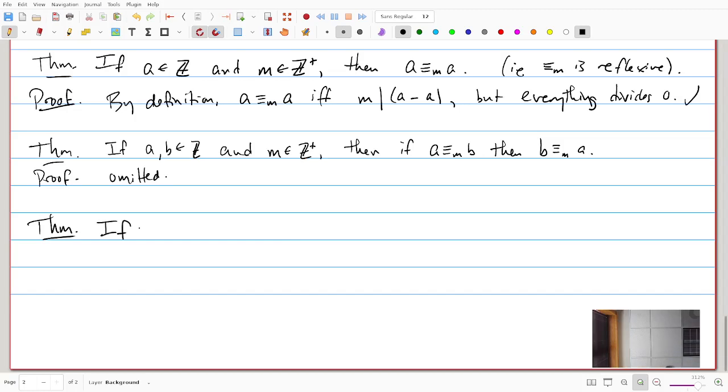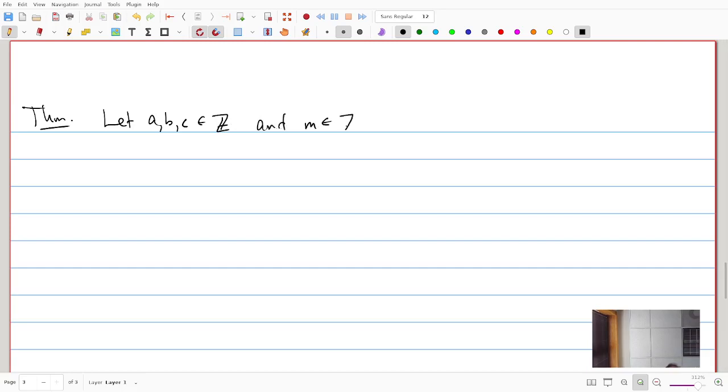But the more interesting one I want to do is this one. So actually, let's move to a new page. So here, let A, B, and C be integers, and M is an integer. If A is equivalent modulo m to B and B is equivalent modulo m to C, then A is equivalent modulo m to C.